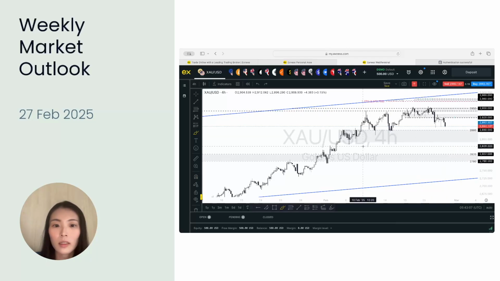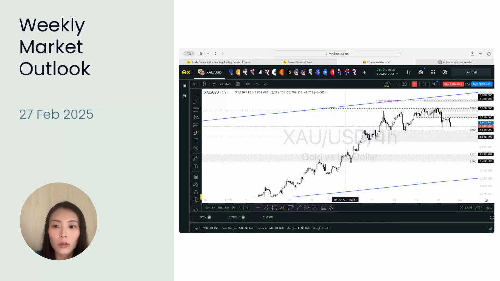2920 resistance. Okay, so for me, at least on gold right now, I think price would consolidate within this zone, and we're just waiting for a breakout either of this demand zone, or if price does rebound above this, we want to see a shift in market structure on the lower time frame to suggest that it has a potential to move higher. So that's on gold.